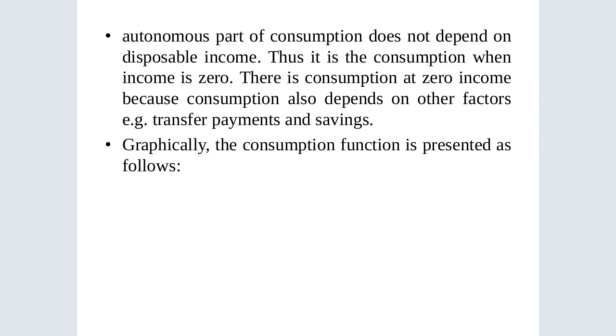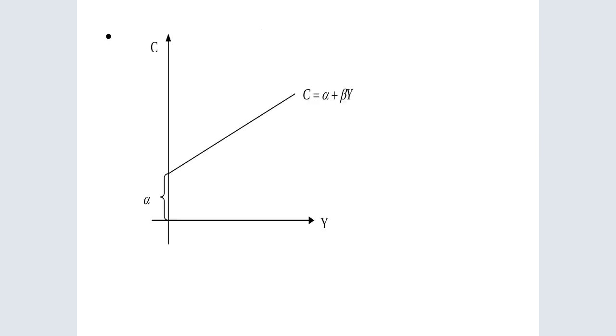Now there is consumption at zero income because consumption also depends on other factors. So the other factors we can refer to as transfer payments. Maybe the government is supporting you, and of course, maybe you had saved earlier. You are now consuming your savings. So that autonomous consumption is part of the transfer payments and the savings that you may have saved earlier.